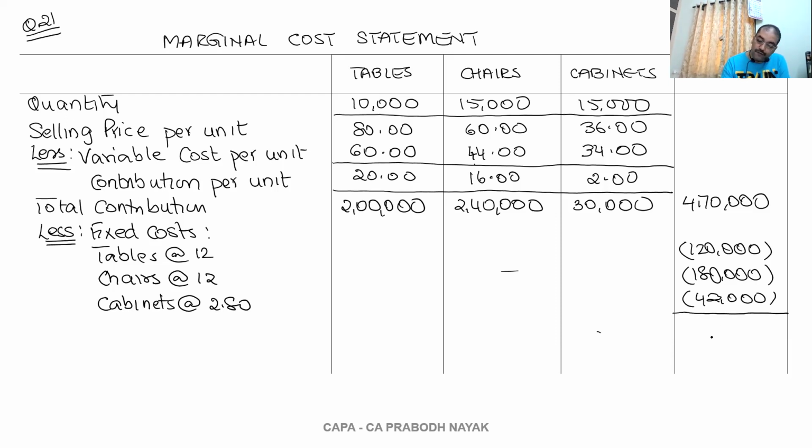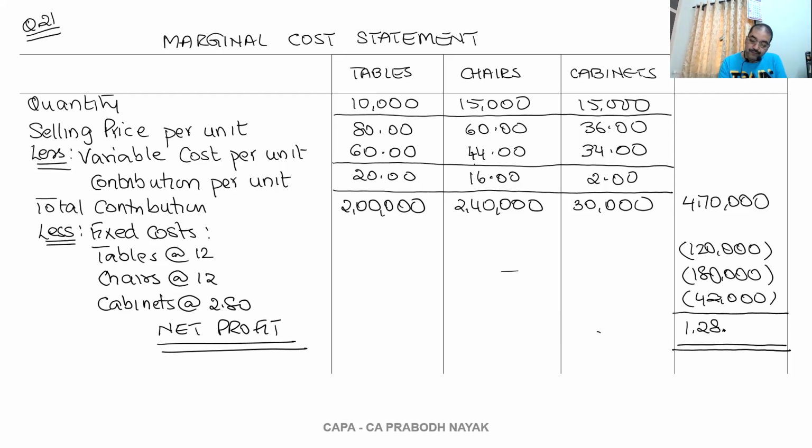Find out the net profit or loss. Two lakh, 3 lakh, 3 lakh 42,000. 4 lakh 70,000 less 3 lakh 42,000 means 1 lakh 28,000. Correct? So net profit is 1 lakh 28,000. That we have got from the statement that we are given also. But now we have got an idea of the contribution and the total of fixed cost.